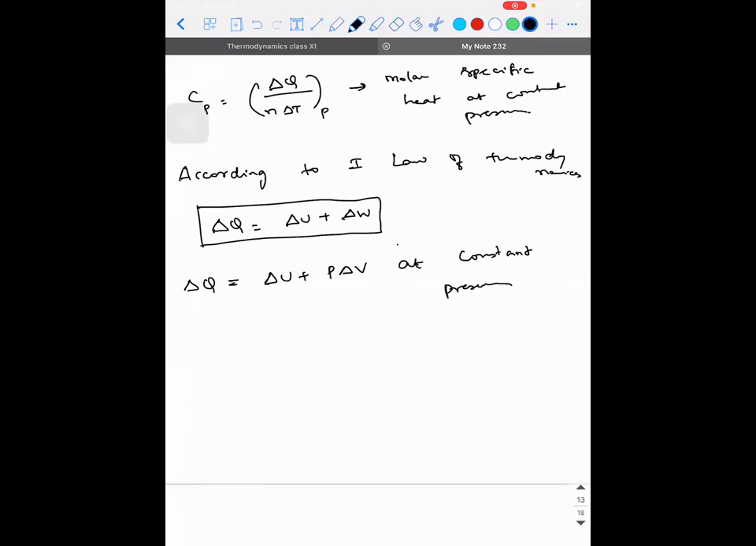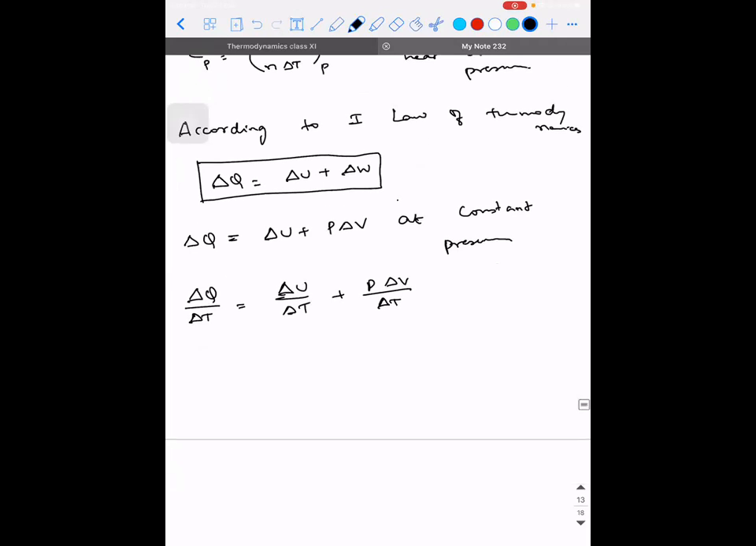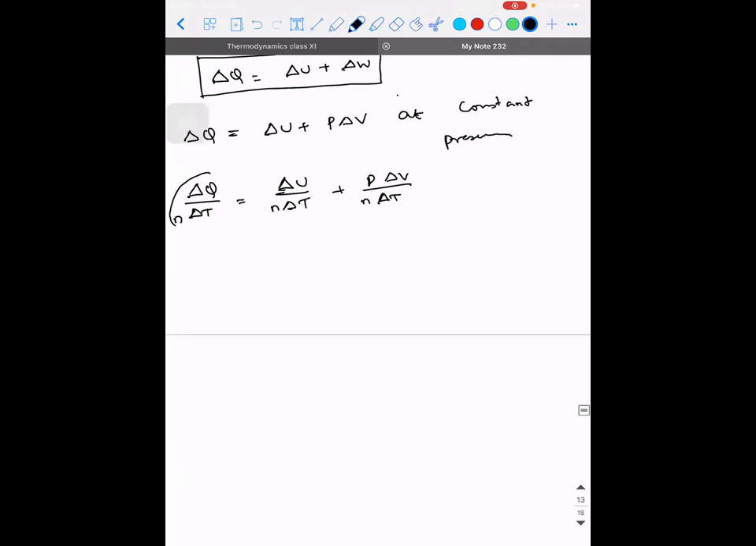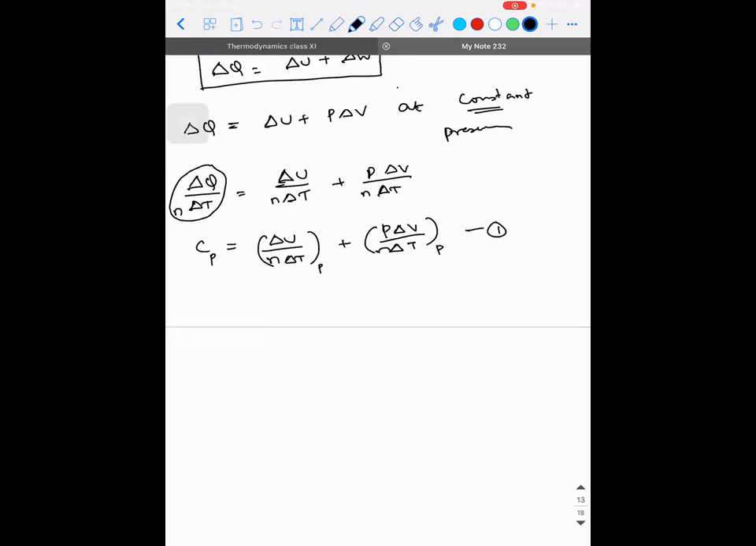Right? So if I divide by delta T on both sides, and multiply with n on both sides in the denominator, then what is this delta Q by n delta T at constant pressure called as? It is molar Cp, the molar heat capacity at constant pressure. Yeah, it is Cp, right? So Cp is equal to delta U by n delta T at constant pressure plus P delta V by n delta T at constant pressure. Can I say like this? Right? Let this be expression number 1.